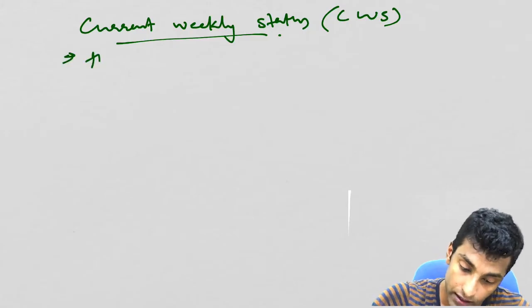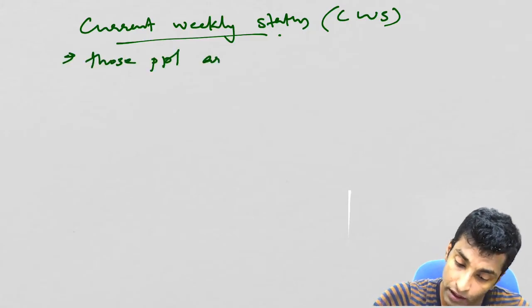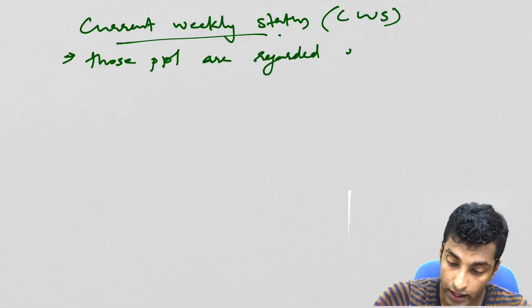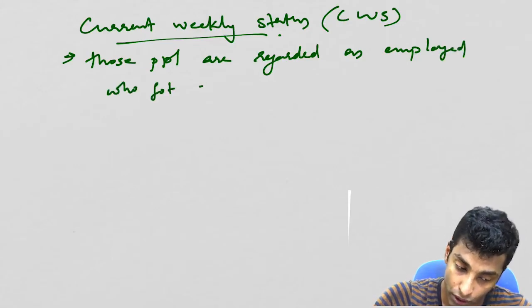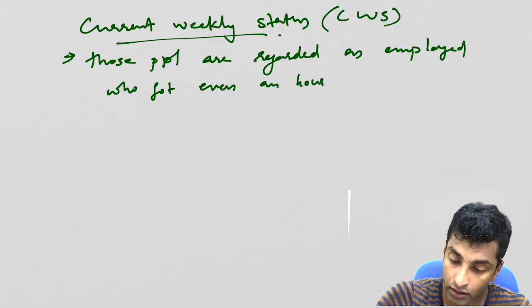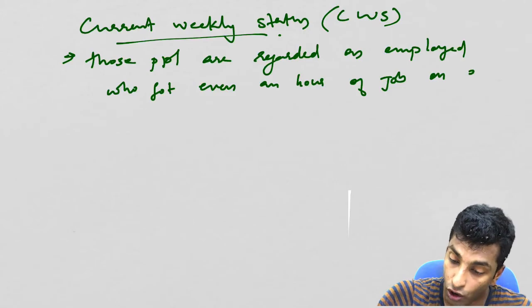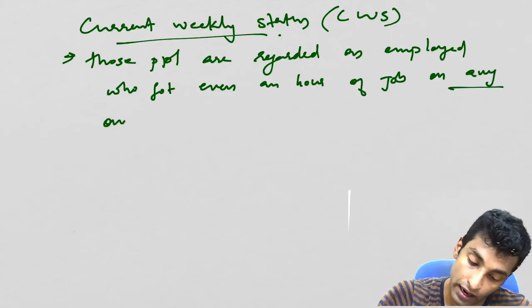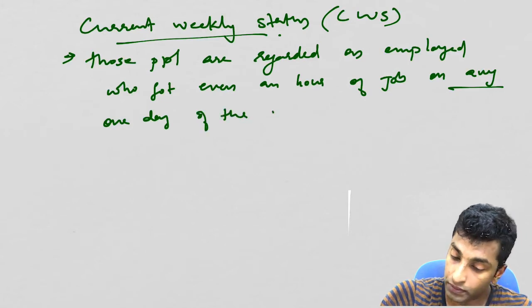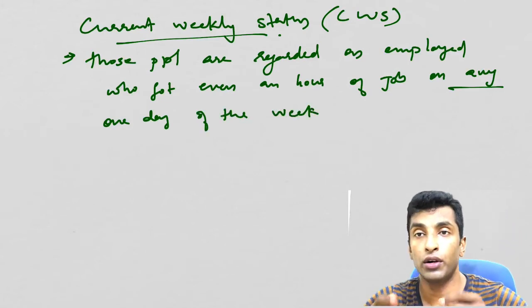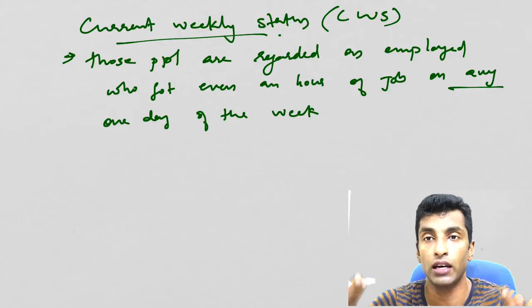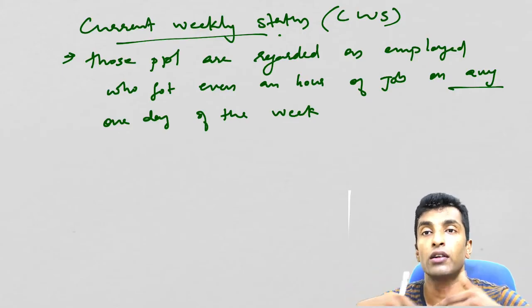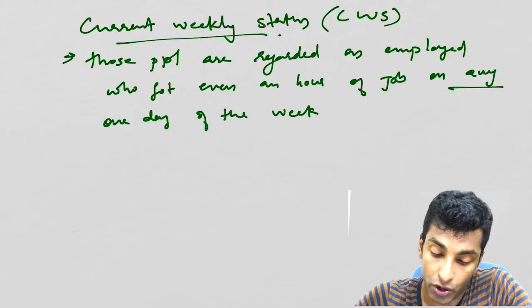Okay, let me write this down. Under this, those people are regarded as employed who got even an hour of job on any one day of the week. So it's not that every day you need to get a minimum of 1 hour. If on any one day you get a 1 hour job, then you are considered as employed. 2 hours obviously employed, 3 hours obviously employed, half an hour not employed. If Monday half an hour, Tuesday half an hour, that is also not considered as employed. I hope this is clear for all of you.